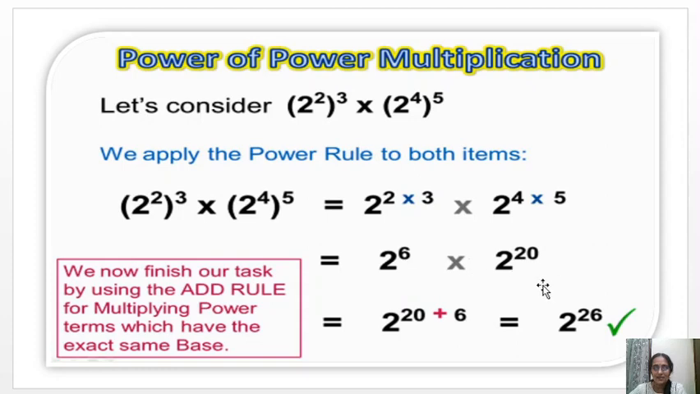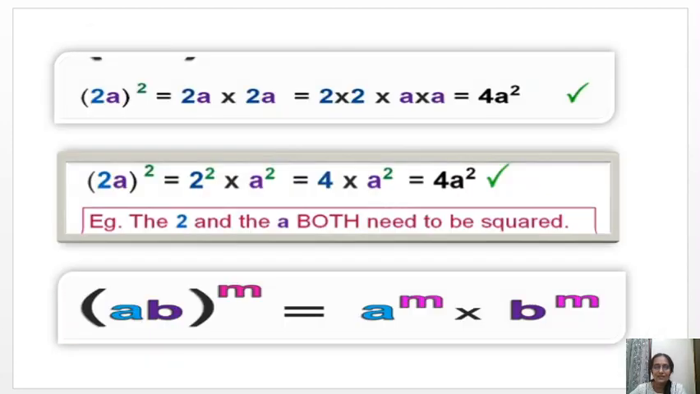Now the bases are same. Again you have to apply the first law of exponent, the multiplication of powers with the same base. 2 to the power 6 plus 20, it is 2 to the power 26. That's how you should use the laws of exponents to find out the answer.